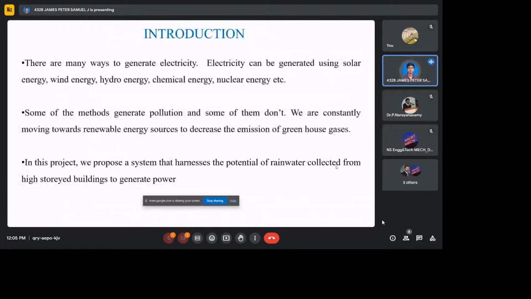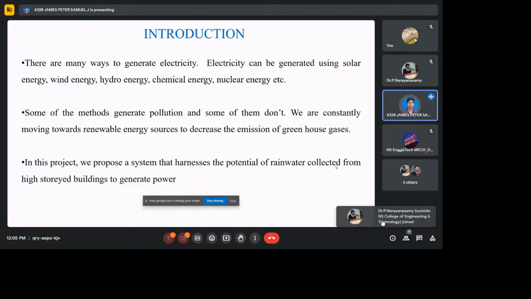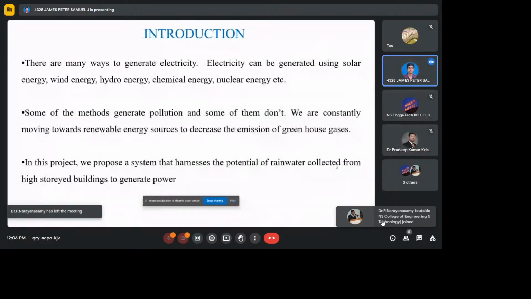Introduction. There are many ways to generate electricity. Electricity can be generated using both renewable and non-renewable resources. For this project, we aim to use a renewable resource like rainwater for generating electricity. Usually, rainwater gets stored in the rainwater harvesting unit, but we aim to use this rainwater before it reaches the rainwater harvesting unit to generate electricity. Therefore, the main aim of our project is to produce a renewable energy source from rainwater.